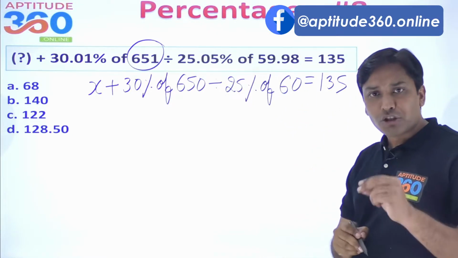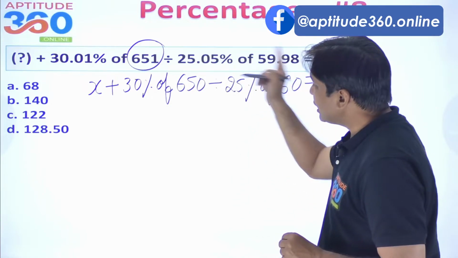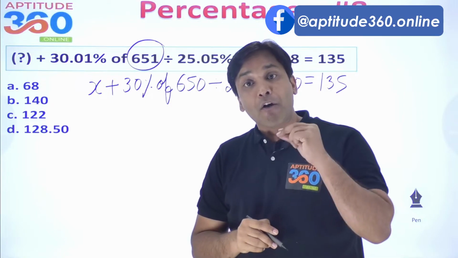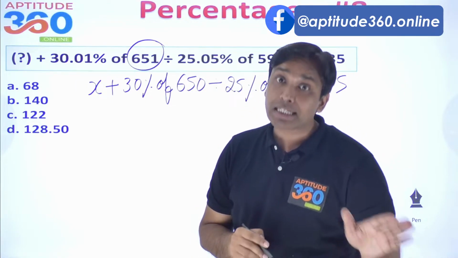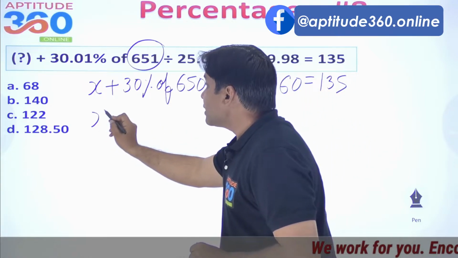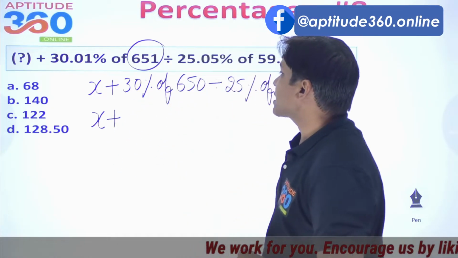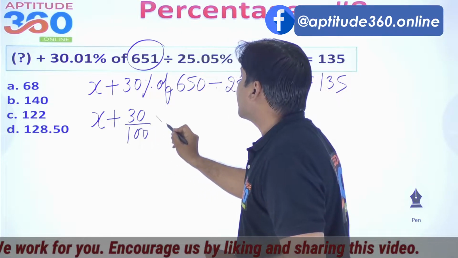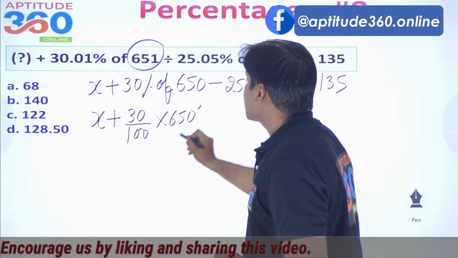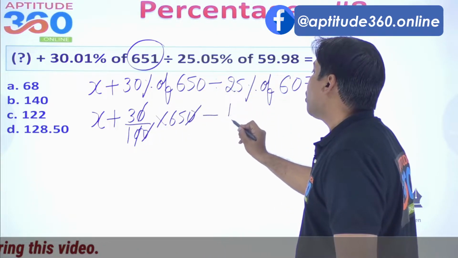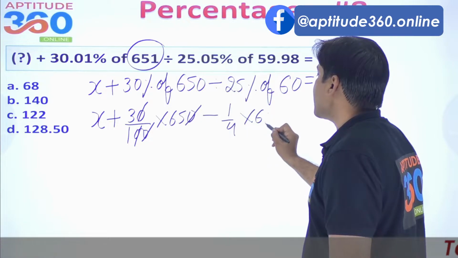Probably this question is very simple, so don't get into that trap where they try to make you solve decimals. If you avoid that, all these problems are very simple, okay? Now this is x, 30% of 650. So you can write this as 30 upon 100 into 650. So all these will go away. Negative 25% is what? 1/4 of 60. Is this okay?